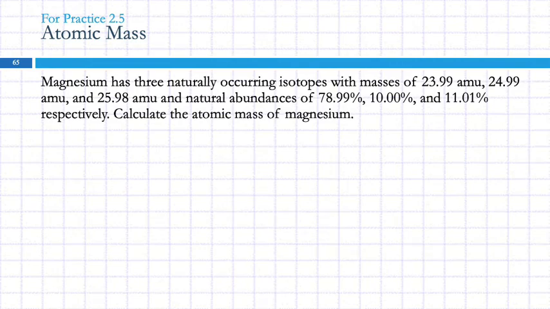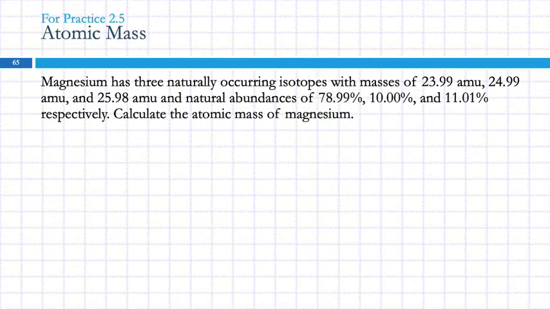Okay, magnesium has 3 naturally occurring isotopes, masses of 23.99, 24.99, and 25.98 atomic mass units, natural abundances of 78.99%, 10%, and 11.01% respectively. Calculate the atomic mass of magnesium. So they're listing 3 masses, and then they're listing 3 percentages, and they say respectively. That means they're paired up in the same order. So the first one in this list goes with the first one in that list.